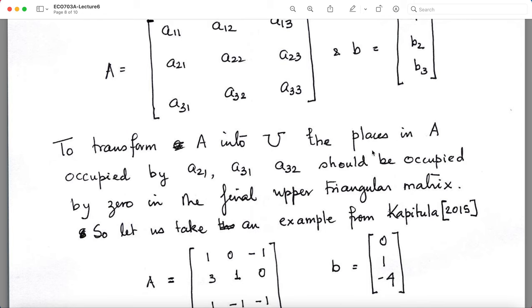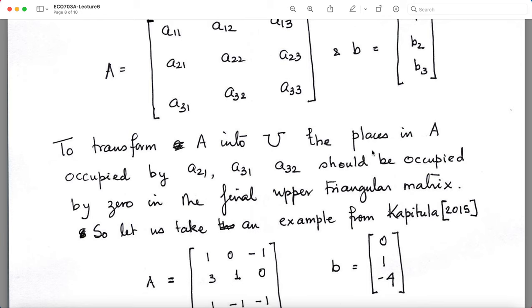As we will see in the next lecture, doing these row operations and converting A to an upper triangular matrix is the same as multiplying it on the left by some kind of matrices called the elementary matrices. And elementary matrices will play a major role in the next chapter.